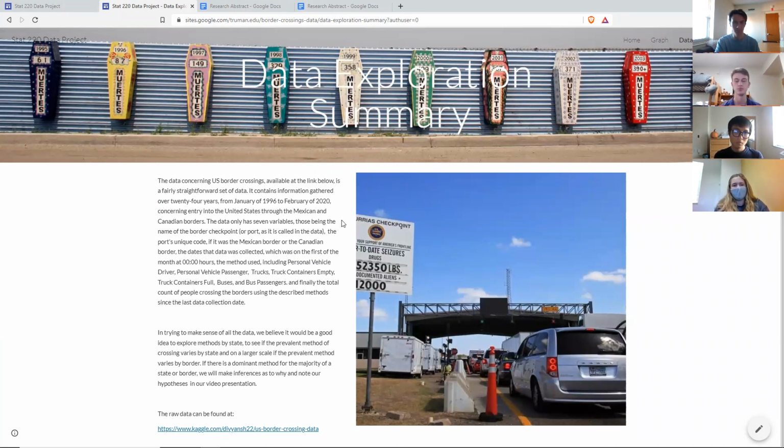So the data concerning U.S. border crossings is a fairly straightforward set of data. It contains information gathered over 24 years from January 1996 to February 2020, which concerns entry into the United States through the Mexican and Canadian borders. The data only has 7 variables, which are the name of the border checkpoint, or it can be called ports, the port's unique code, the dates the data was collected, which was on the 1st of the month at 0000 hours.